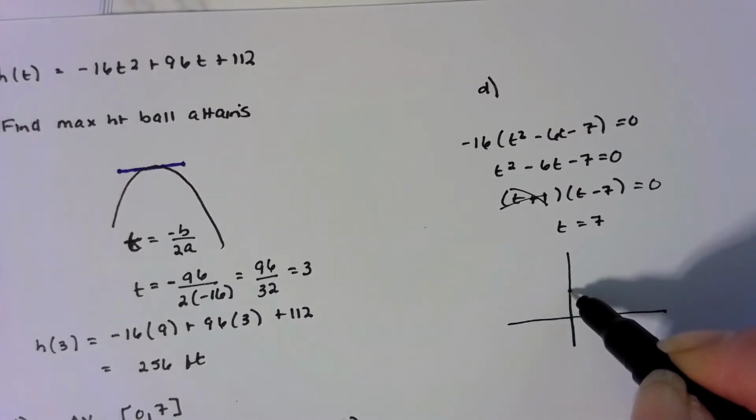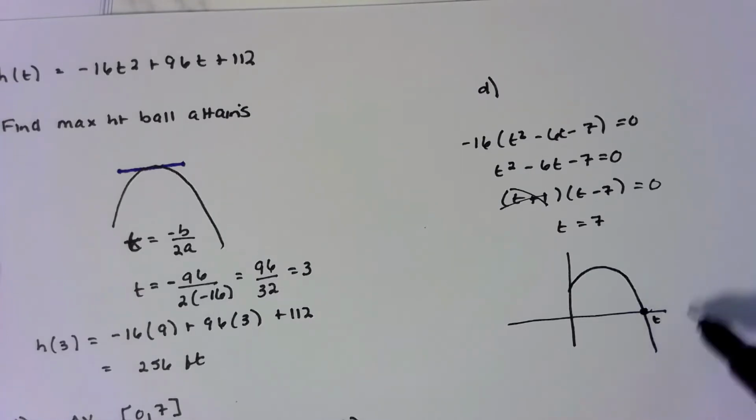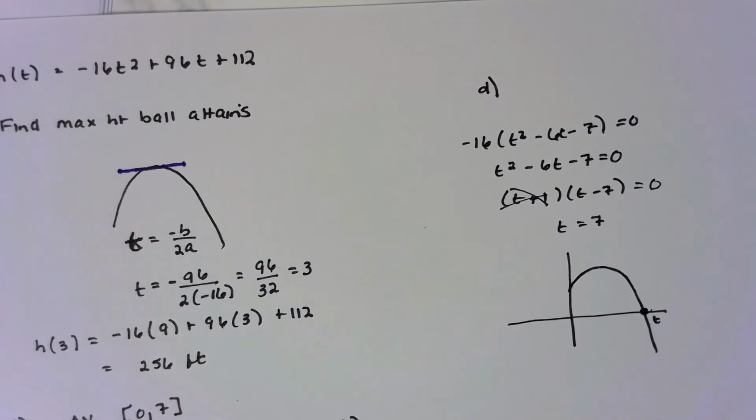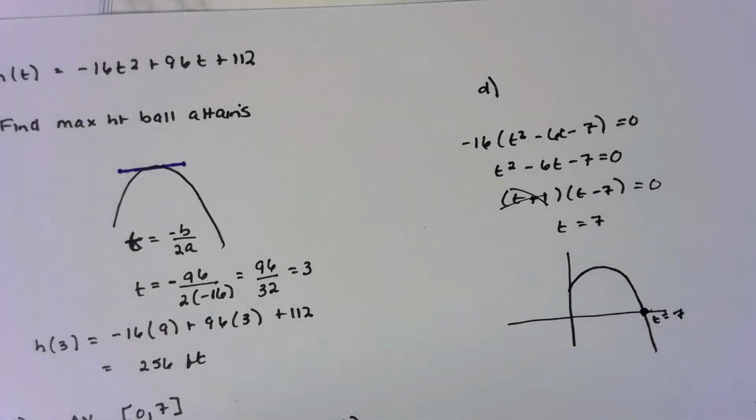At 0 it's 112, so this is t equals 7 over here. Now remember, when the ball hits the ground, it's going to bounce, so it's going to keep going until it finally stops somewhere miles down the road. But anyway, this time value here is 7. So it is the x-intercept, one of the x-intercepts in a parabola, and in this case the only one, since the other value was negative. Okay, so anyway, what I know is that the ball hits the ground at time equals 7.